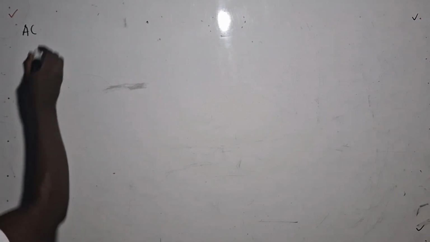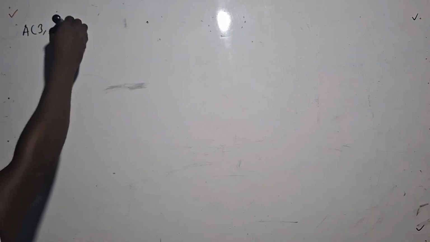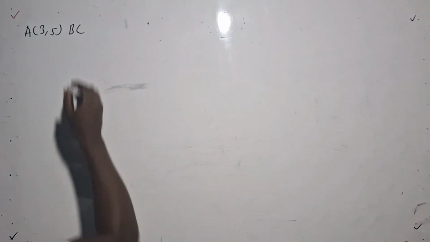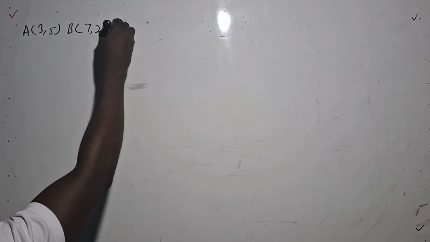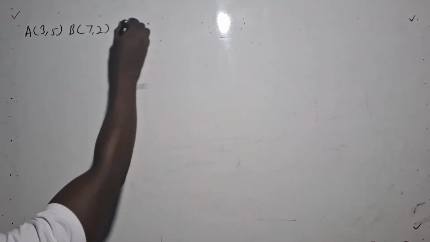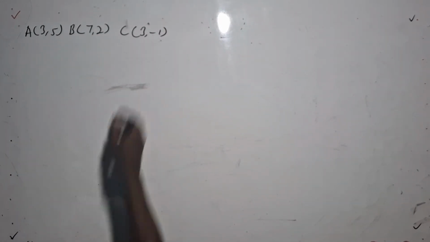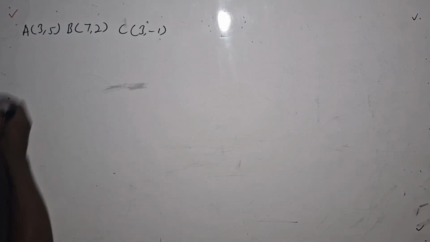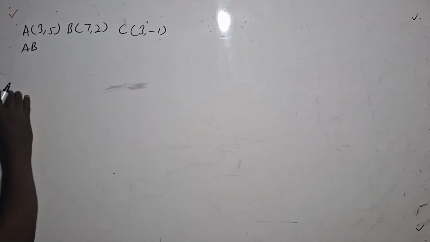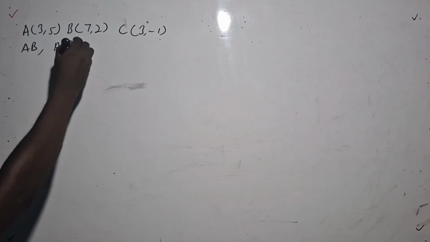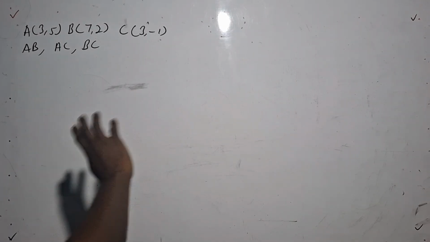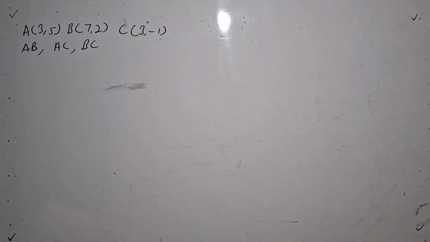So we are going to determine the type of triangle. Since it is ABC, our A is 3, 5, our B is 7, 2, and our C is 3, -1. I've told you we can pair AB, AC, and BC. Finished. Three sides. Now let's go.